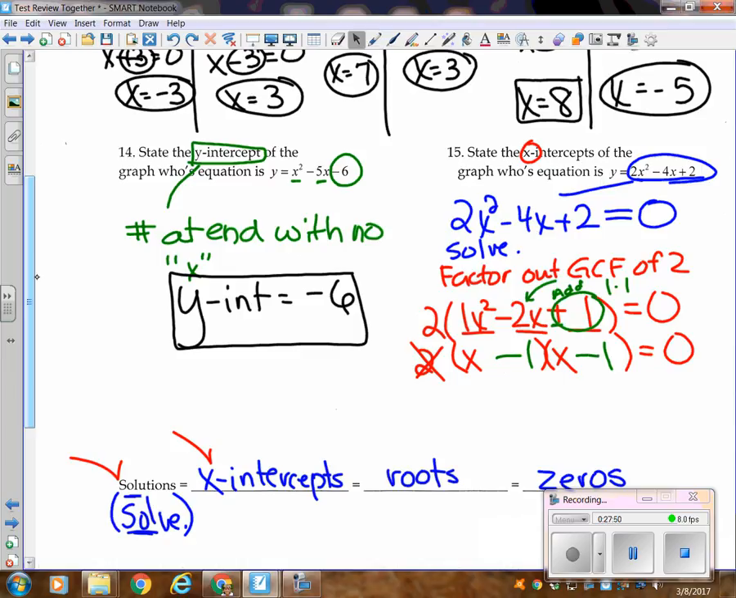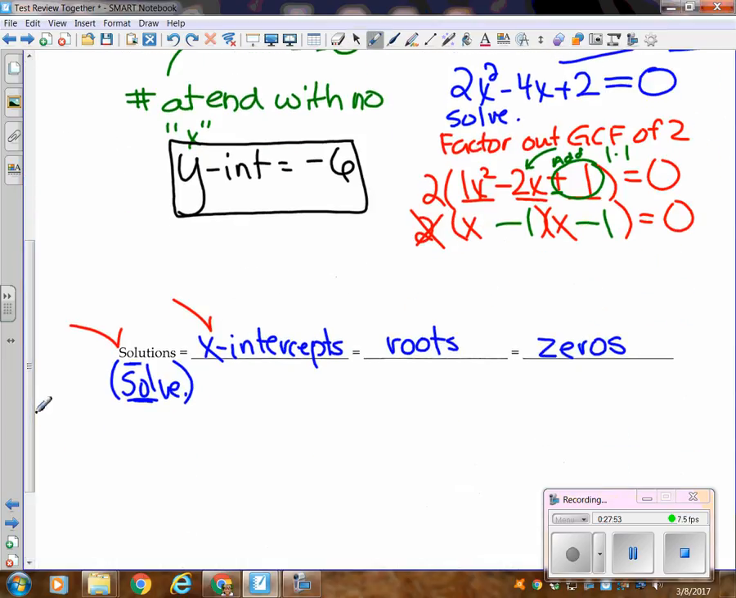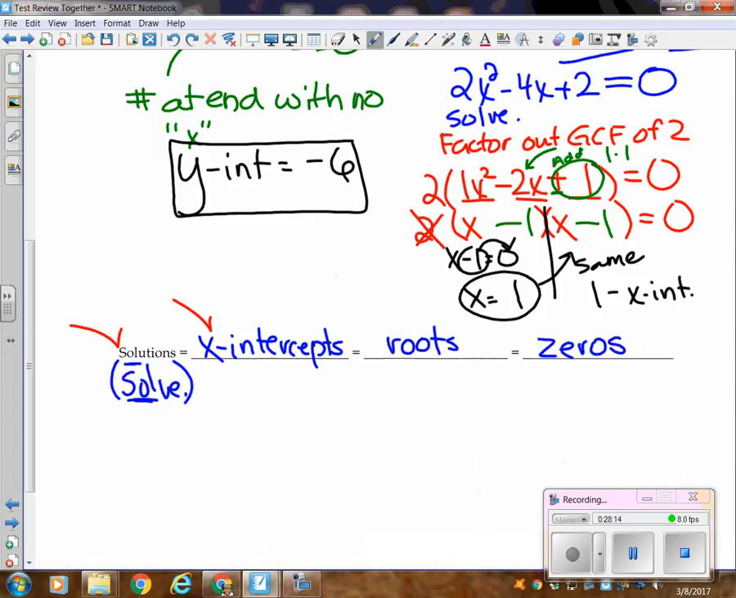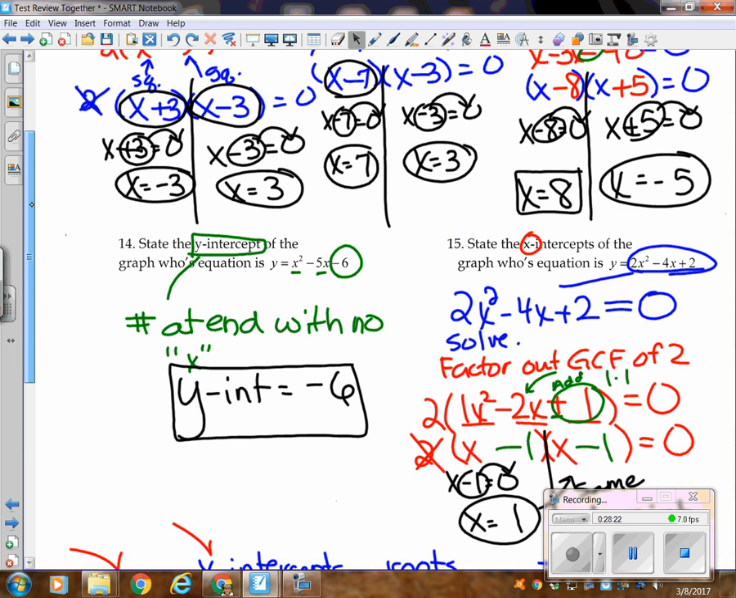When you solve, what do you notice about the two parentheses? They're exactly the same. So if you do x minus 1 equals 0, don't forget to move the 1 over, so subtract 1 when you move it over becomes +1. That one turns out to be what? The same exact thing. So this one only has one x-intercept, and that is located at x equals +1. All right, that is the study guide for the test.